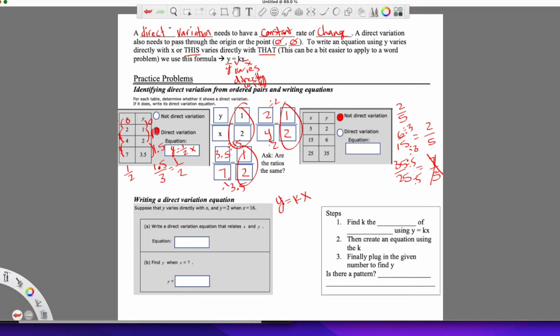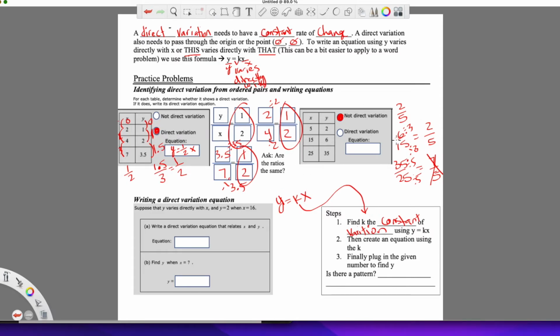So we're going to find k. We're going to find this k here. And k is the constant of variation. Spelling variation funny. Okay. T-I-O-N. There we go. So this is the constant of variation. That's that ratio we were just checking above.